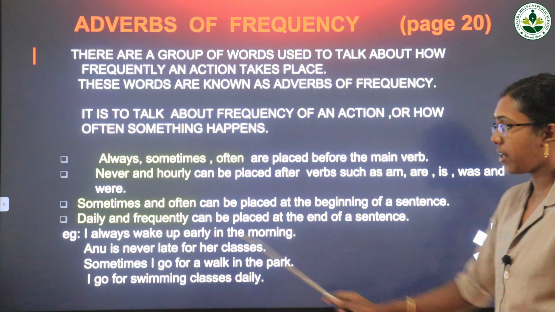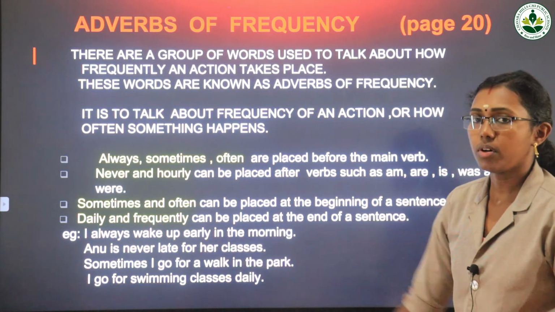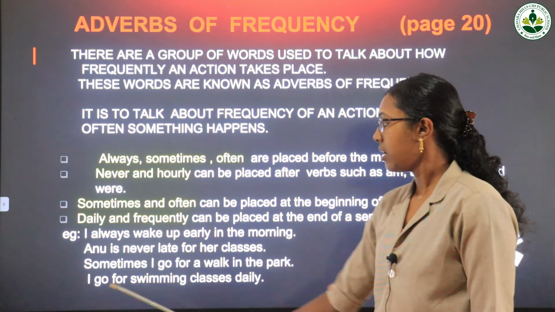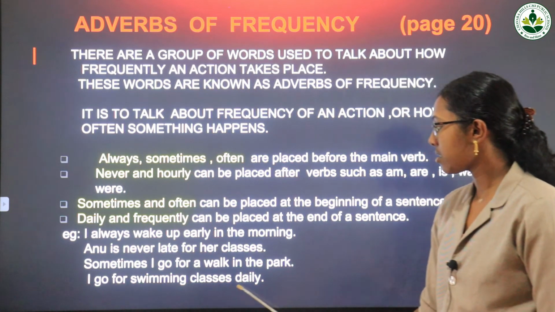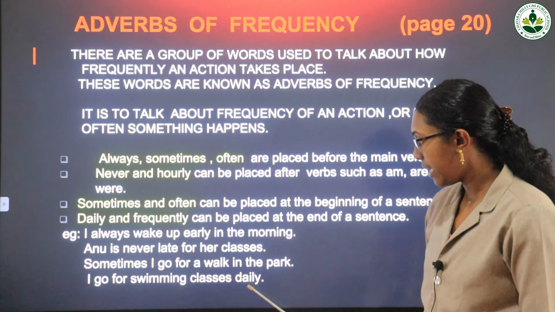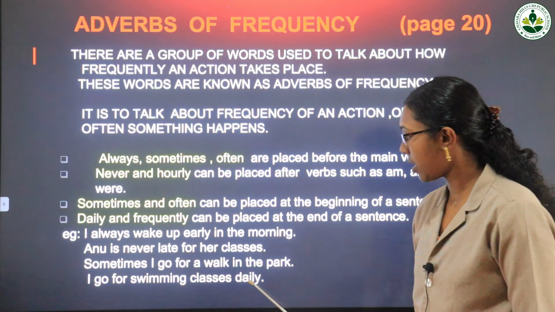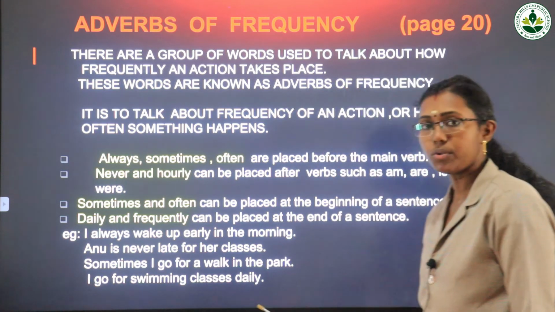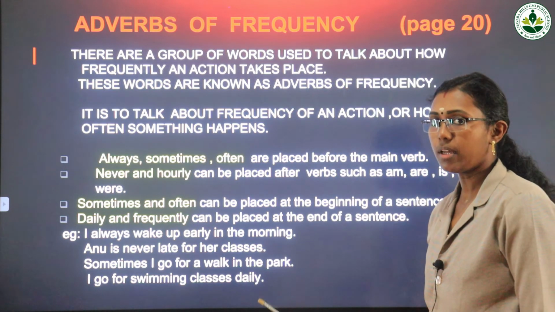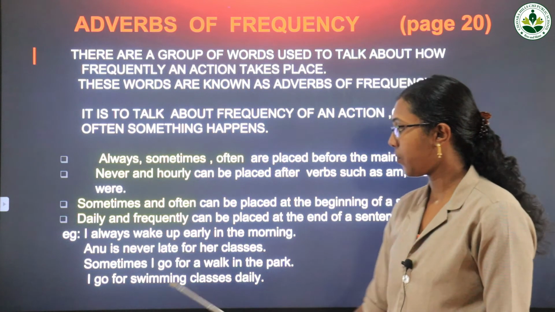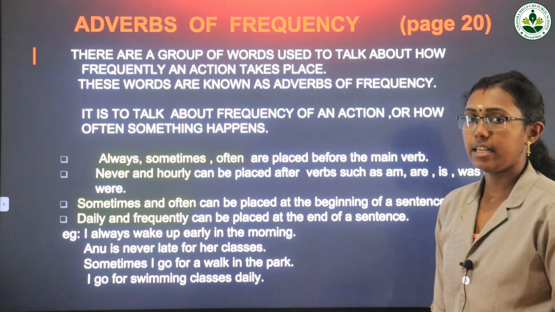So in the end we have to use these two frequencies. I go for swimming classes daily. Daily is at the end of the sentence. Okay, these are adverbs of frequency, and the sentence is going to end with this particular adverb of frequency. I go for swimming classes daily.